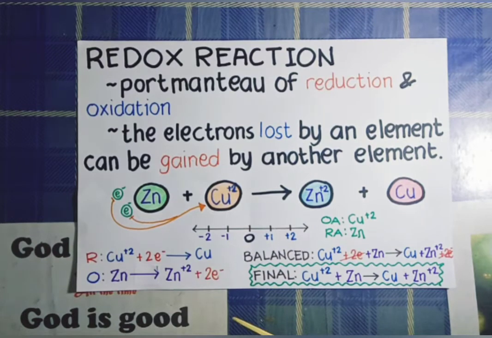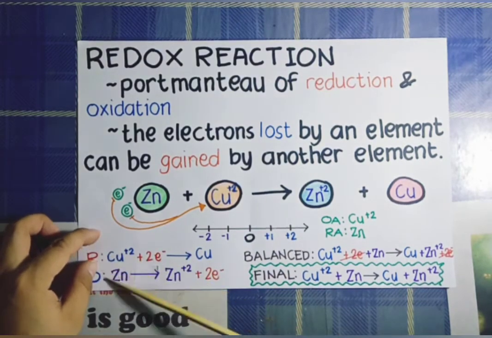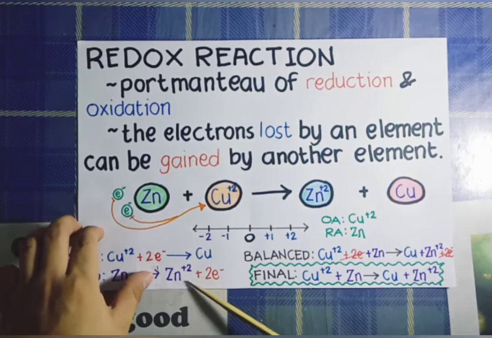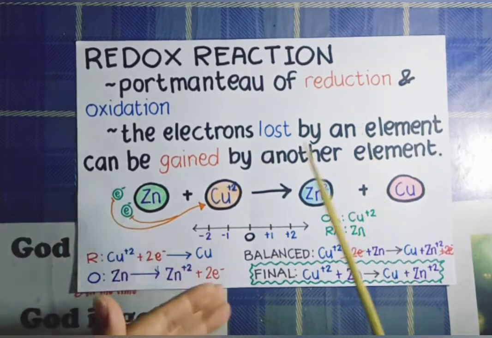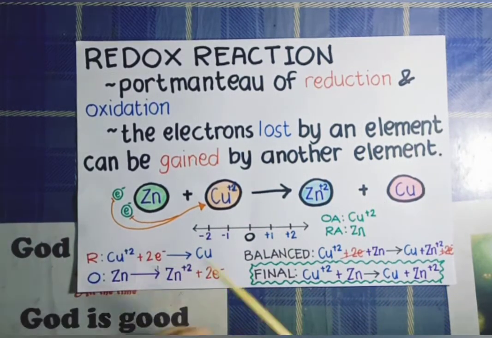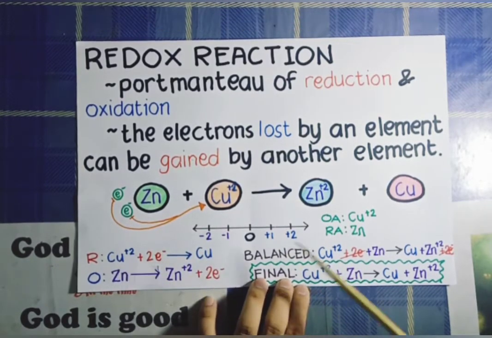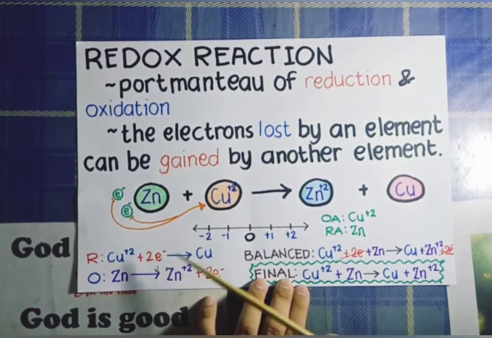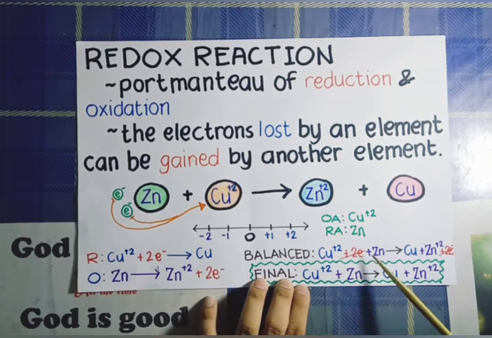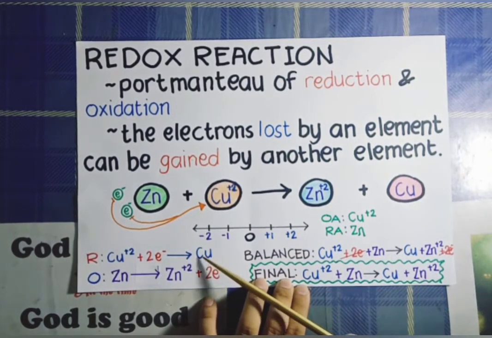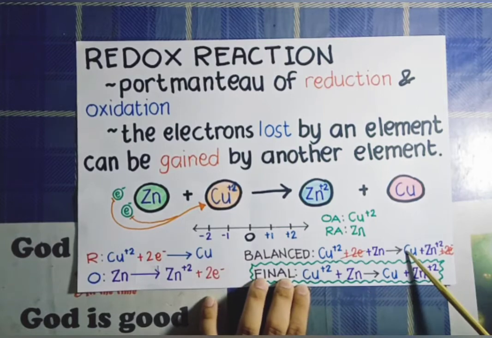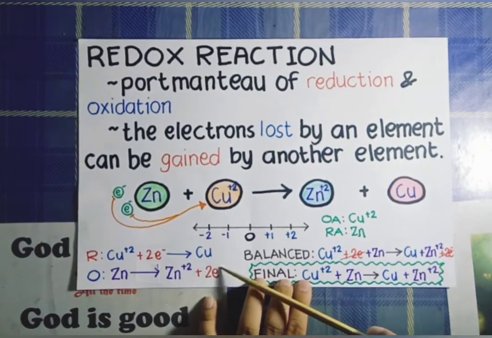Now, if we are going to combine all the reactants and all the products in these equations to form our redox equation, then we will have here copper with a charge of positive 2 plus 2 electrons plus zinc will yield to copper with no charge at all plus zinc with a charge of positive 2 plus 2 electrons.